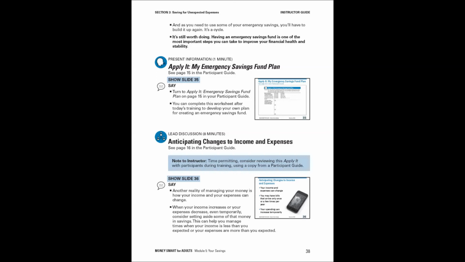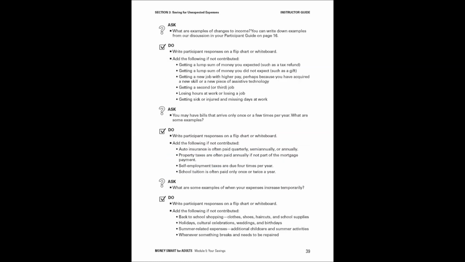The next topic is anticipating changes to income and expenses. Now this slide number 36 is bullet points around these topics, but you're going to actually ask 3 questions of participants to help them to really think it through. You're going to ask them about what are examples of changes to income. Ask them, they have bills that arrive only once or a few times per year. What are some examples? And then asking them, what are some examples of when your expenses increase temporarily?